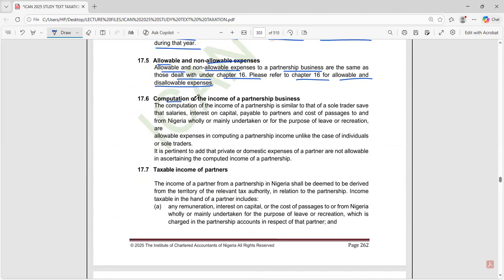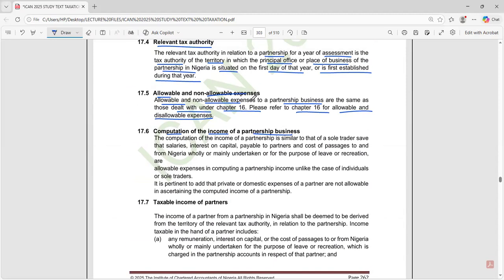Now let's look at the computation of income of a partnership business. How do we compute the income of a partnership business? Now, the computation of the income of a partnership is similar to that of a sole trader. You understand? Similar to that of a sole trader.